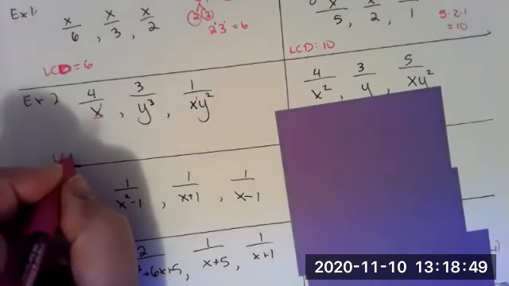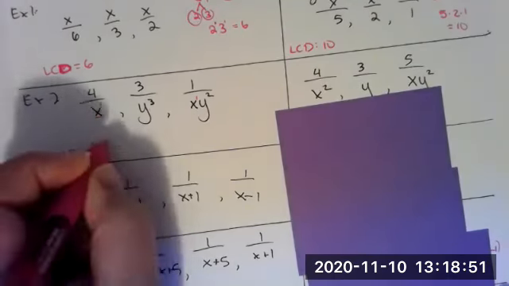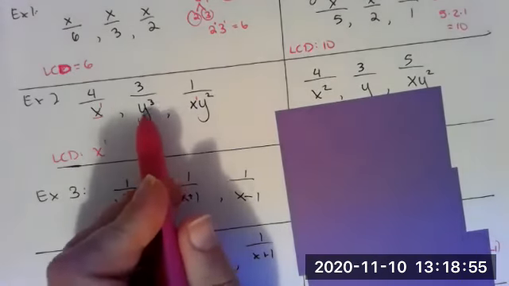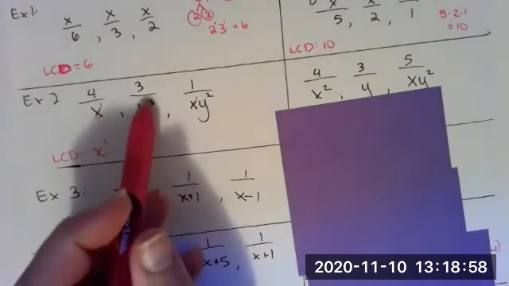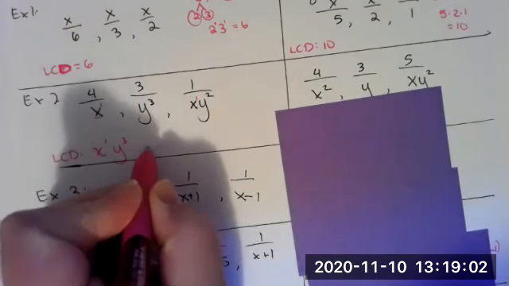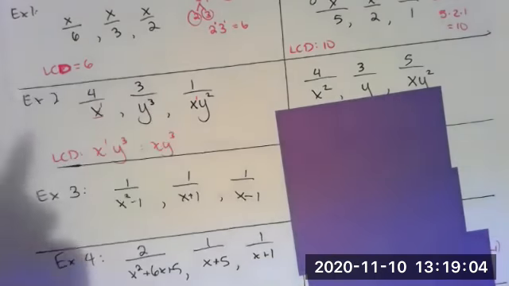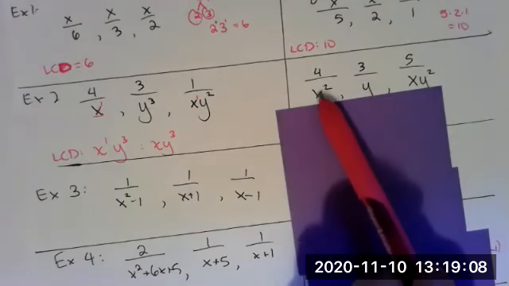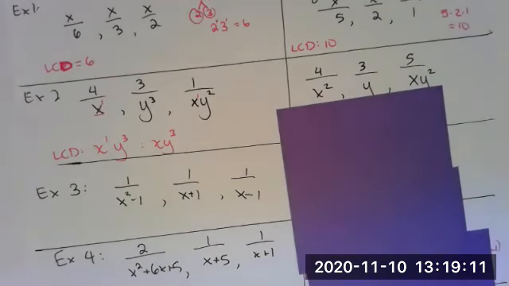So my LCD is going to include an x to the 1, right? And then if I look at my y's, the biggest exponent that I have that's attached to my y's is a 3. So that'll be y to the 3. So my LCD will be x times y to the third power. And now you all can give this one a try. Just pause the video, give it a try.